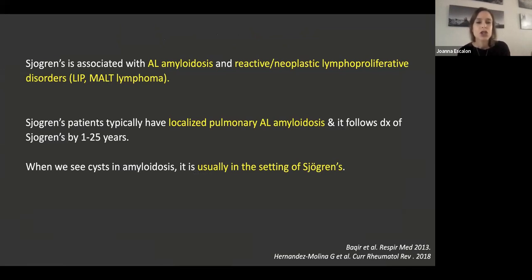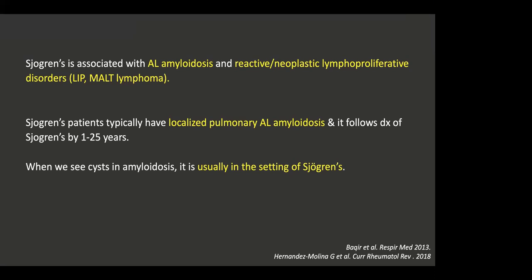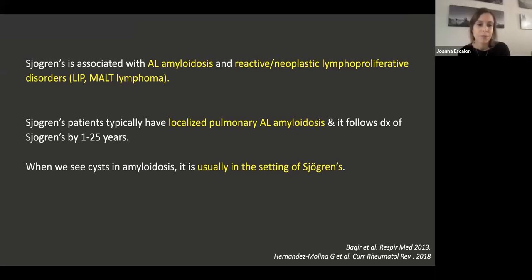So to summarize a little bit, Sjogren's is associated with an AL amyloidosis and reactive neoplastic lymphoproliferative disorders like LIP and MALT lymphoma. Sjogren's patients, when they have amyloidosis, usually have a localized pulmonary amyloidosis, so not the systemic disease. And it usually follows the diagnosis of Sjogren's by 1 to 25 years. So usually the pulmonary amyloidosis in Sjogren's isn't as dramatic as those with systemic amyloidosis. When we see cysts in amyloidosis, like I mentioned, it's usually in the setting of Sjogren's.